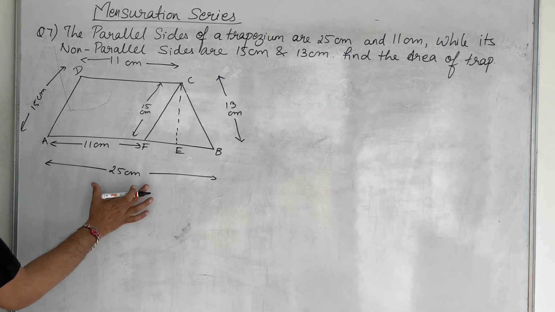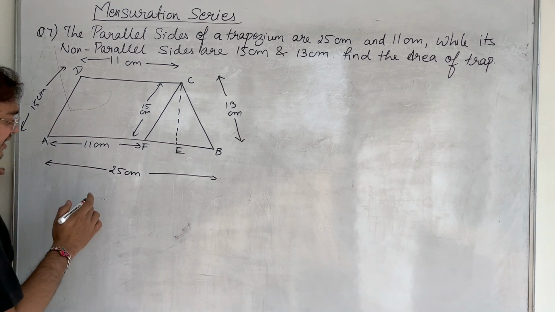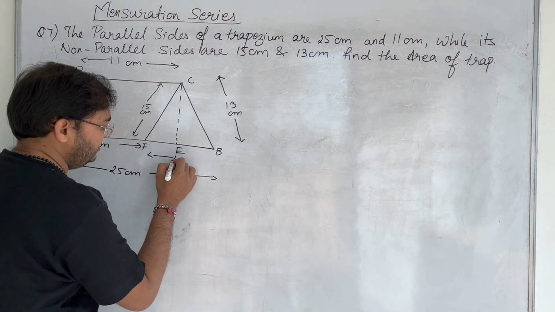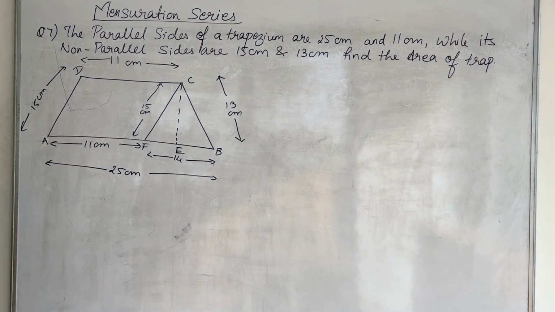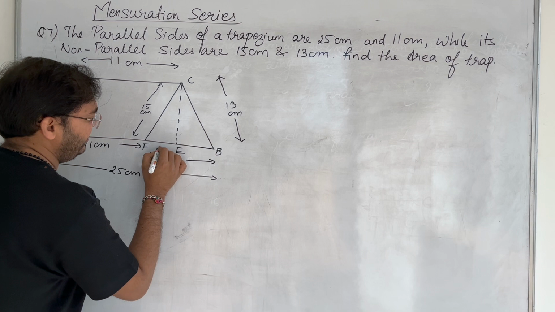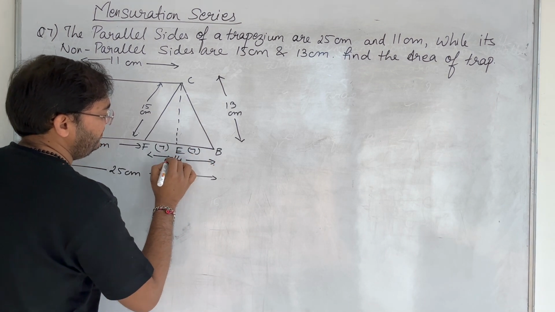Now this is 11, total is 25, this is 11. If I subtract, then I am going to get 14 centimeter as this whole. That is BF is 14. If I divide it into two parts, this is my 7, this is my 7.